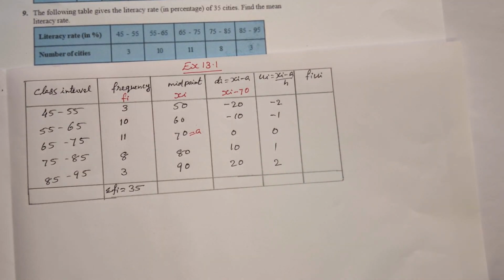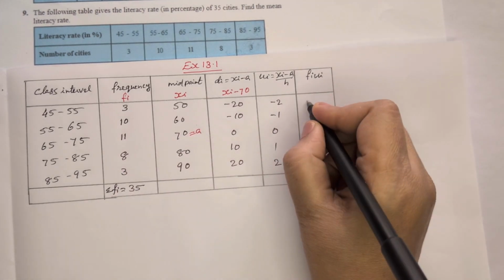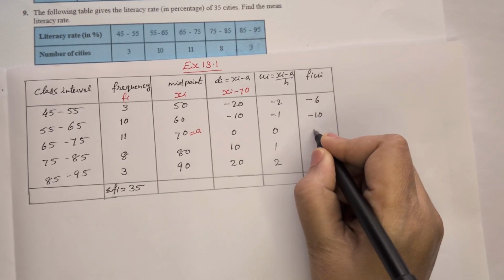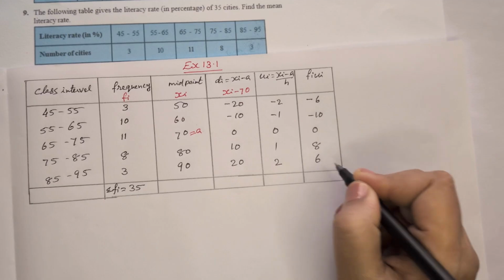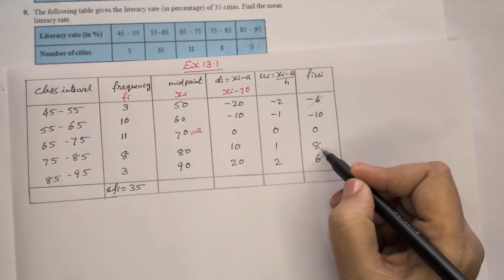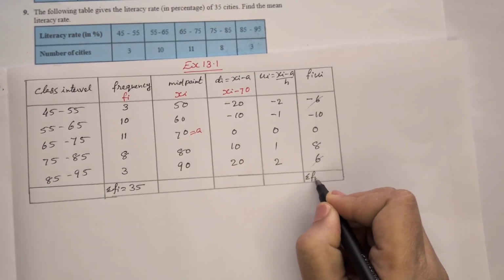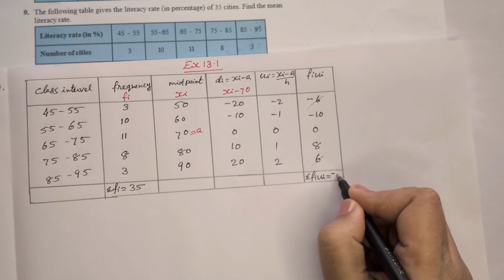Then multiply sigma Fi ui, minus 2 into 3, minus 6, minus 10, 0, 8, 6. Minus 6 and plus 6 will cancel. So here 8 and here minus 10. Sigma Fi ui is equal to minus 2.